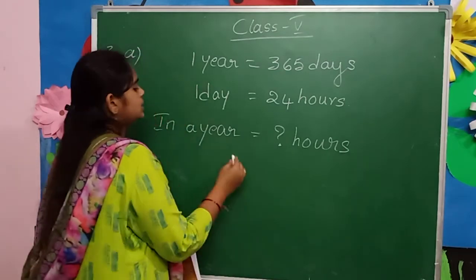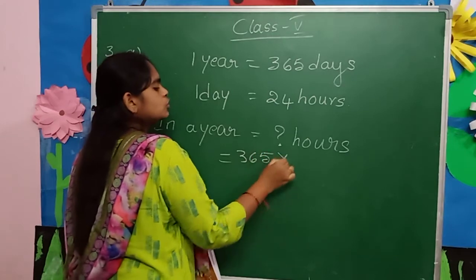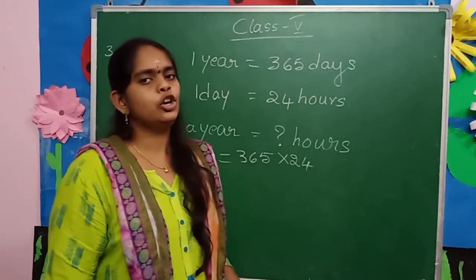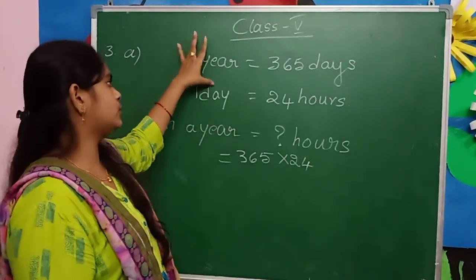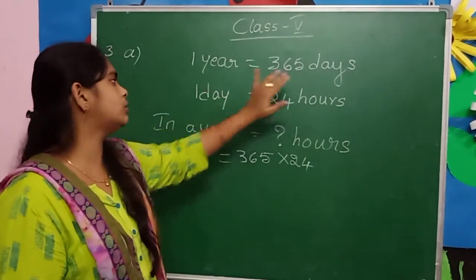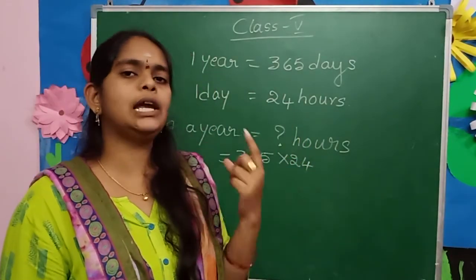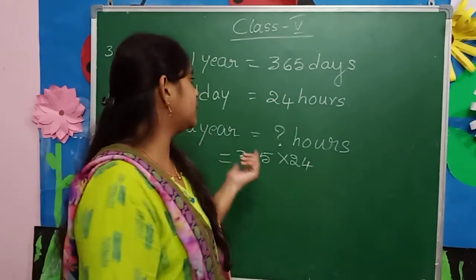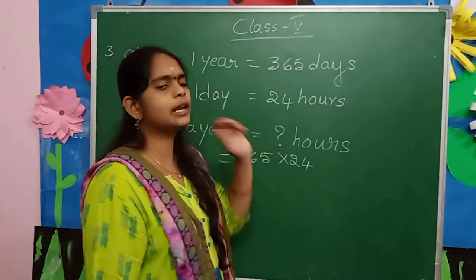Right? That means 365 into 24. What did they ask us? They asked how many hours are there in 1 year. So first what should we do? 1 year means how many days are there? Which days do we take? He is asking about hours, right? We know how many hours are in 1 day, but can we say how many hours are in 1 year? No. That means we have to calculate the hours for the year.